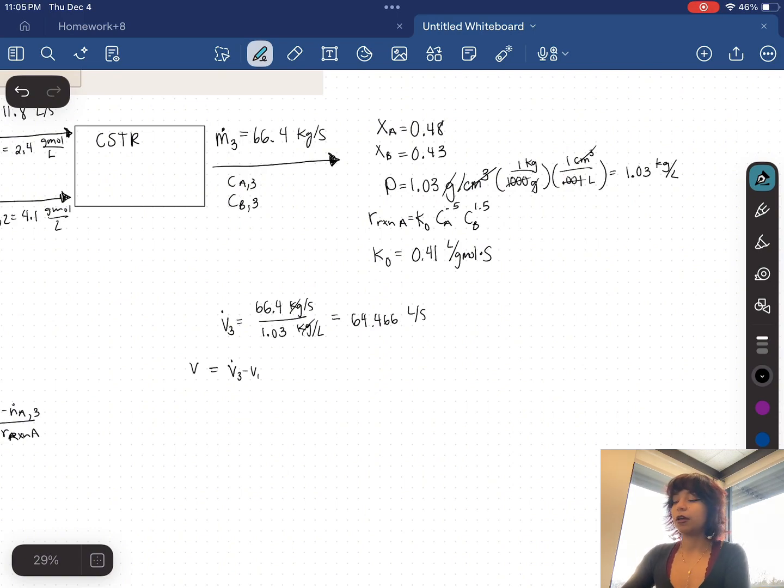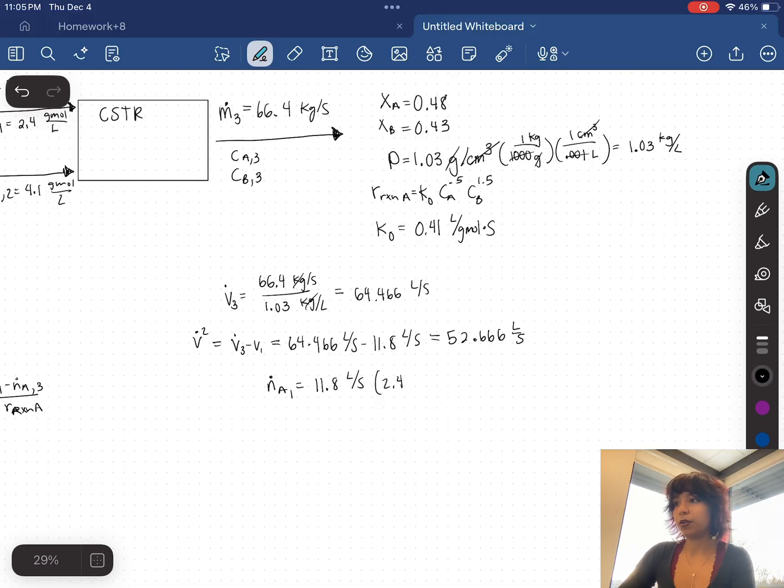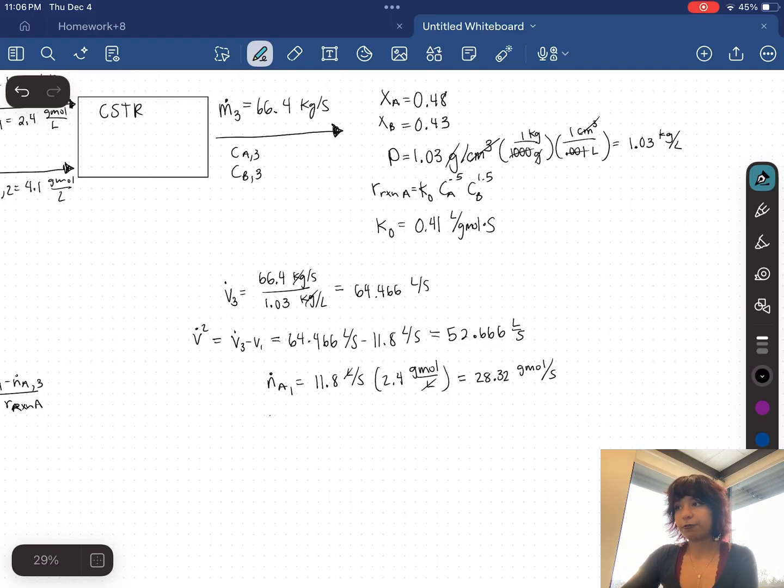Now we can start with our exiting volumetric flow rate. We will divide 66.4 kilograms per second by 1.03 kilograms per liter. This gives us an answer of 64.466 liters per second. Now that we have that, we can use our second equation, V2 equals V3 minus V1. So 64.466 minus 11.8 liters per second is equal to 52.666 liters per second.